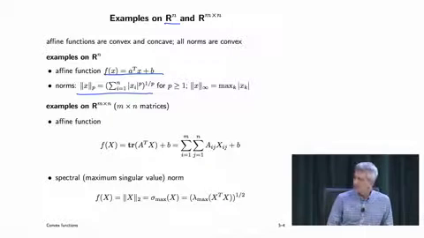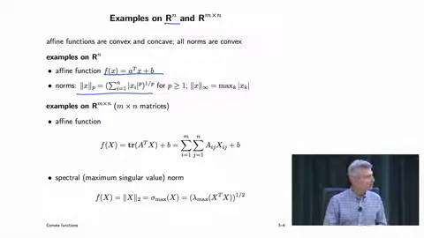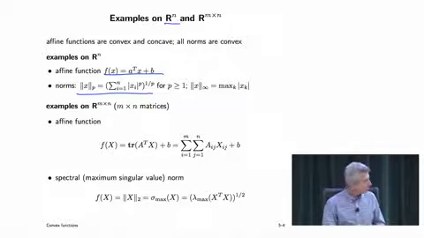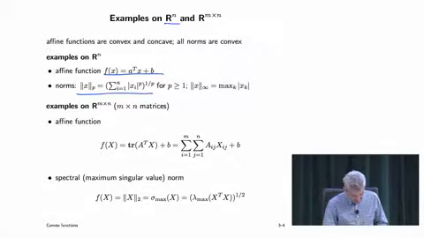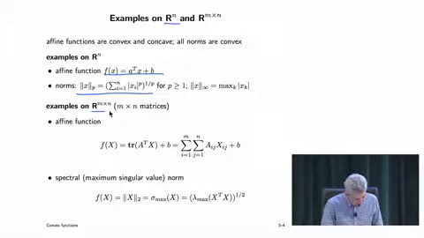So any norm is convex. That's things like the 1 norm, the 2 norm, infinity norm, 3 norm, doesn't matter. Any other norm is convex. And then we can look at examples on matrices.